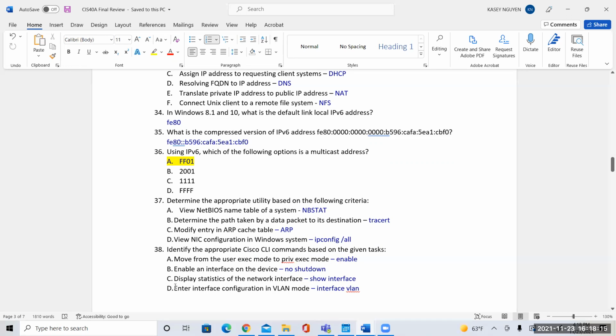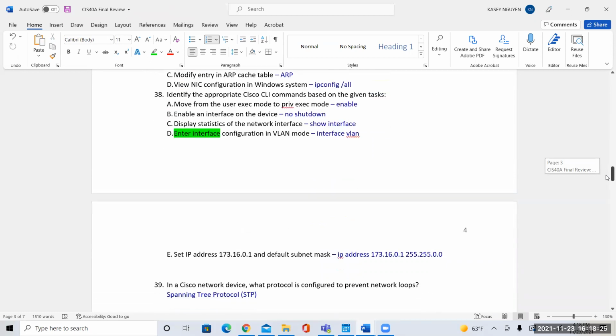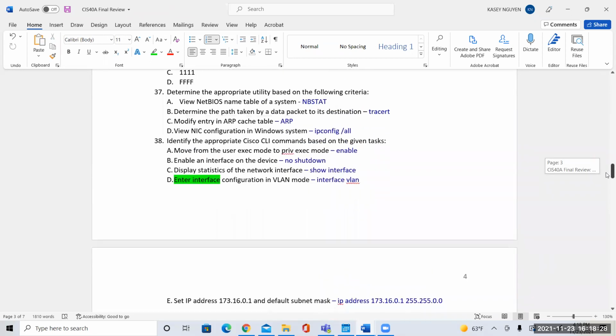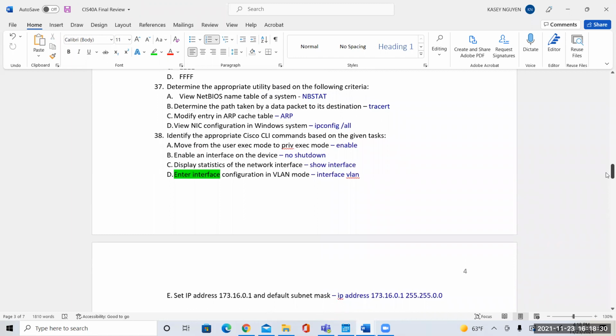Let's fix it. Yeah. And then E. E, set IP address 173.16.0.1 and default subnet mask. That will be IP address 173.16.0.1 255.255.0.0. That's a class B, right?